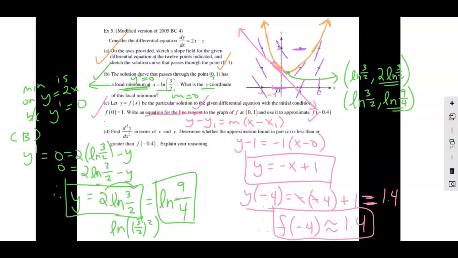Now, let's take a quick little eyeball check. Let's look. Here was the point on the tangent line, which we know was 1.4. Here's the point on the function, right? That's f of -0.4.